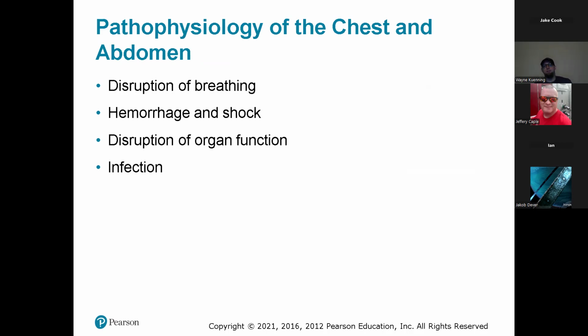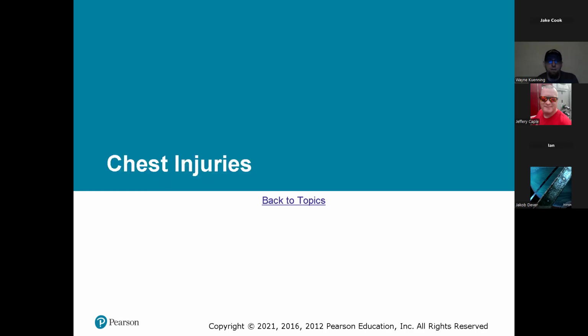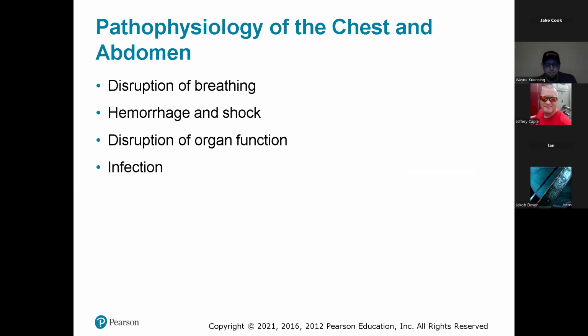Damage to the chest or abdomen can disrupt bleeding. Hemorrhage and shock is definitely not out of the question. Disruption of organ function is also not out of the question, and infection. I mentioned earlier that stomach contents leaking out into the abdomen typically causes infection. Same with the intestines.